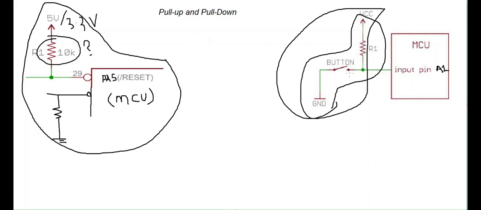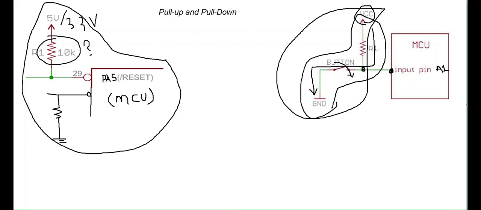So let's suppose the button is not pressed. In this situation, what happens? This pin will be read as a high, and there will be a very small amount of current that will flow through the input pin, and this voltage will be approximately whatever VCC is. But when the button is pressed, what happens? The pin will be read as a logic low, and the current will flow from VCC to R1 to this button to ground. So that is the condition when the button is pressed and when it is not pressed.